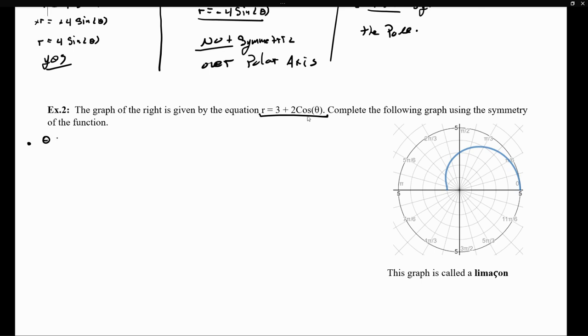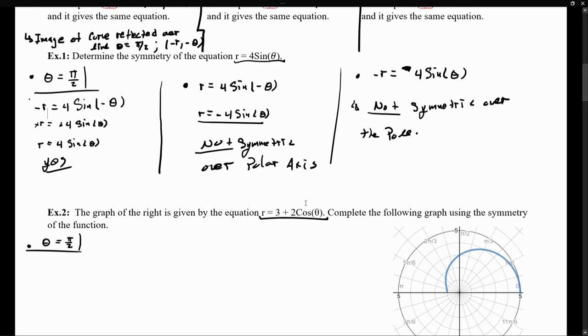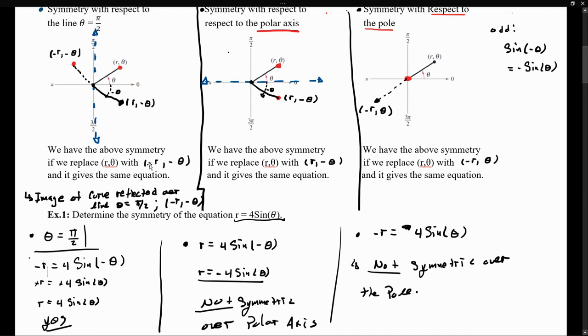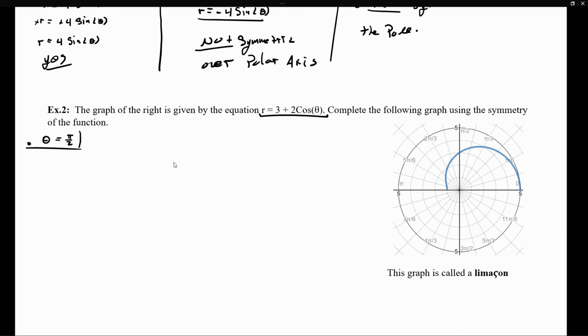So the first thing that we want to do is identify, is this function symmetrical over a line? Well, we're going to do the same test. We're going to test to see if it's symmetrical over the line pi over 2. And again, to test symmetry over the line theta equals pi over 2, all we've got to do is plug in the values of negative r, negative theta, and see if it gives me the same equation back. So let's do that. So here we have our function, and now I'm going to substitute r with negative r, and I'm going to substitute theta with negative theta, because this is how we test our points.